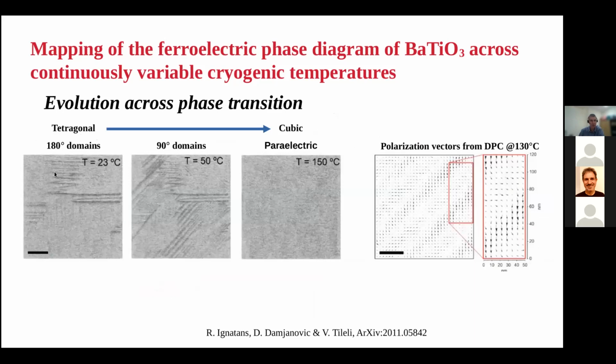Then she studied different domain orientations at different temperatures. So in the tetragonal phase, we have two types of domains, which are called 90-degree domains and 180-degree domains at room temperature. And from these two types of domain structure, you can also extract the polarization vector using a dedicated technique inside the TEM. Now we want to study a similar effect, but in the low temperature phase.